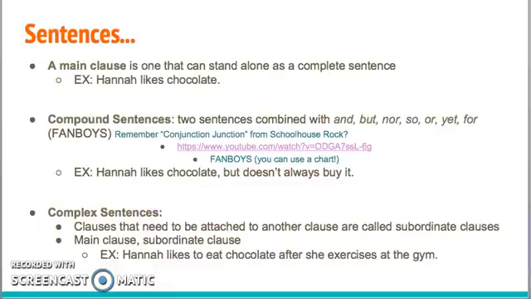Next is a complex sentence. Clauses that need to be attached to another clause are called subordinate clauses. Main clause, subordinate clause. For example, Hannah likes to eat chocolate after she exercises at the gym, which is actually a false statement. Although I guess I would like to, but I try not to. Okay, moving on.